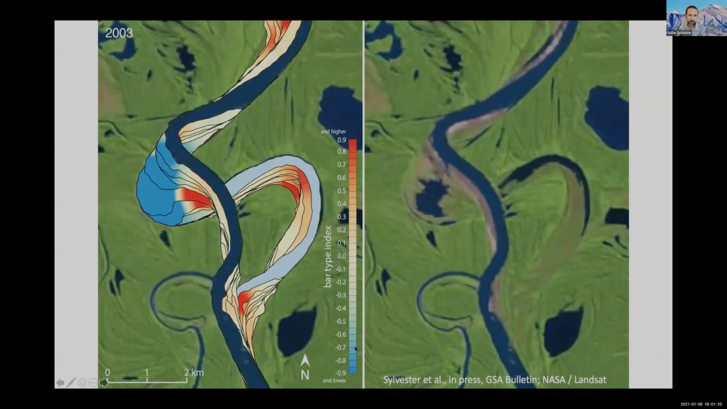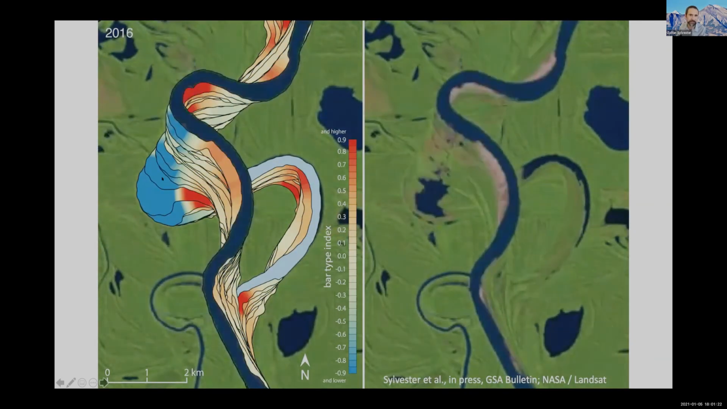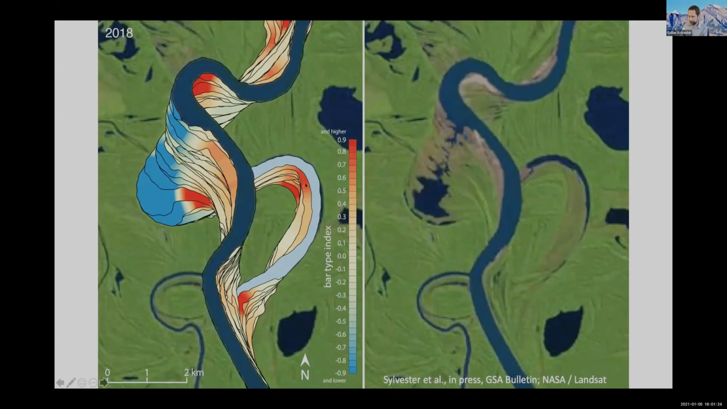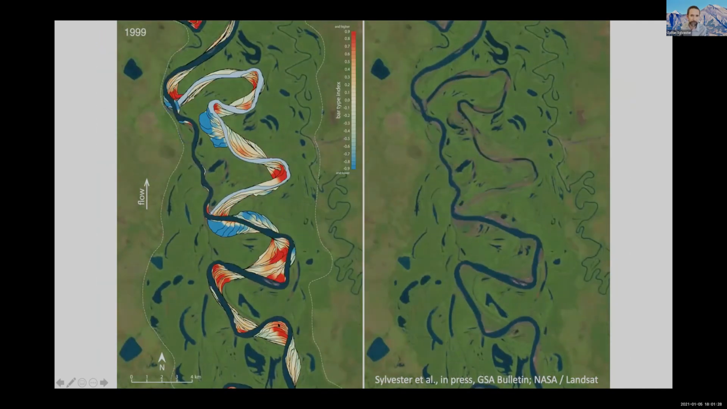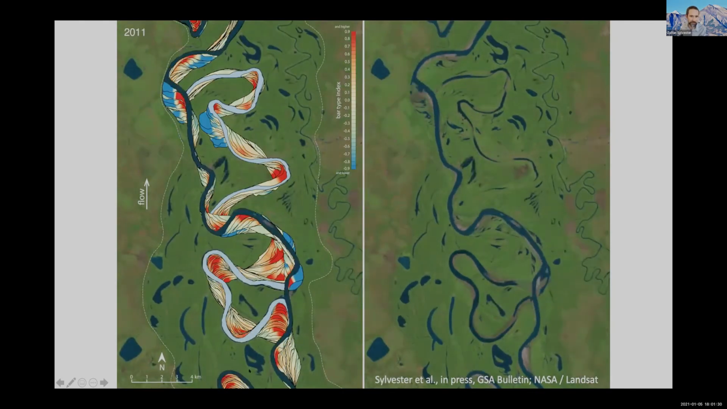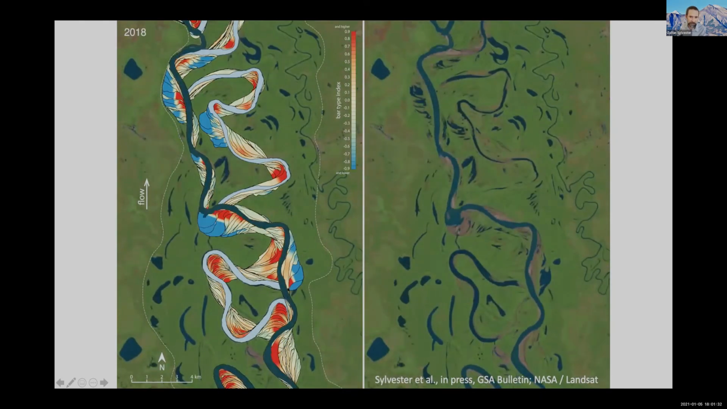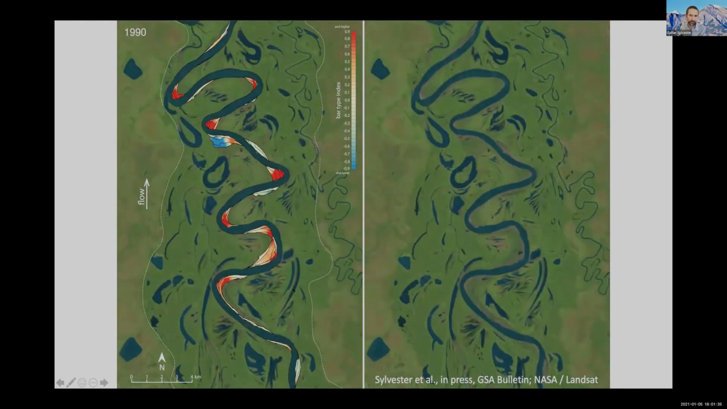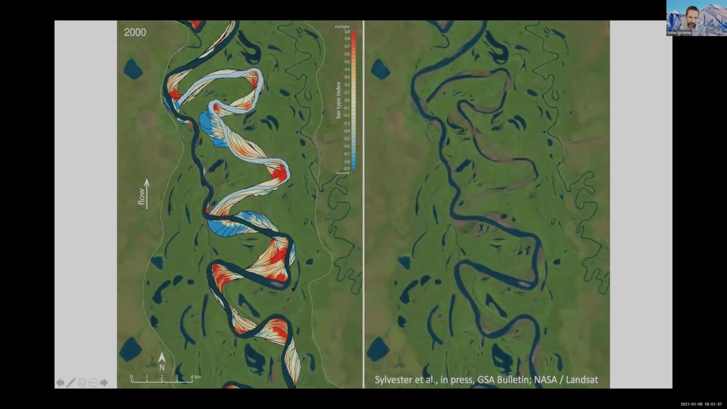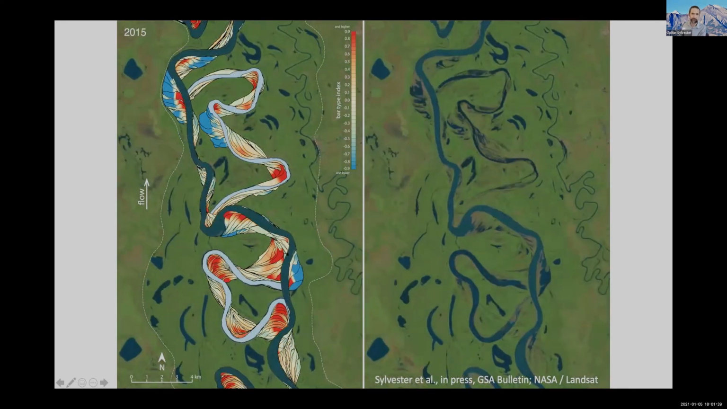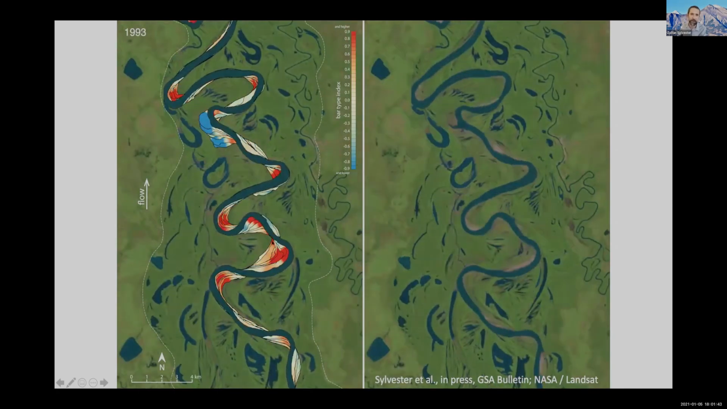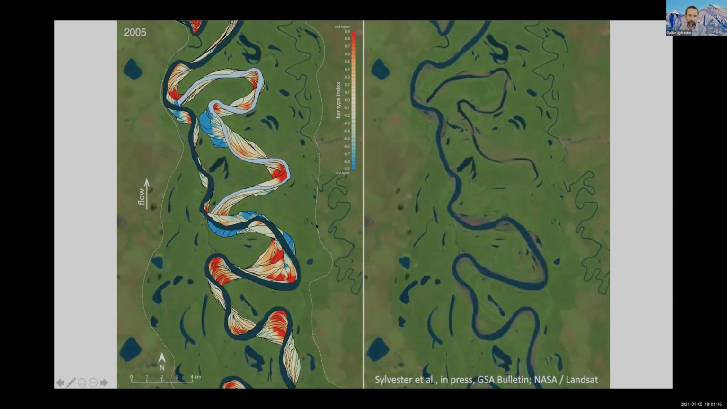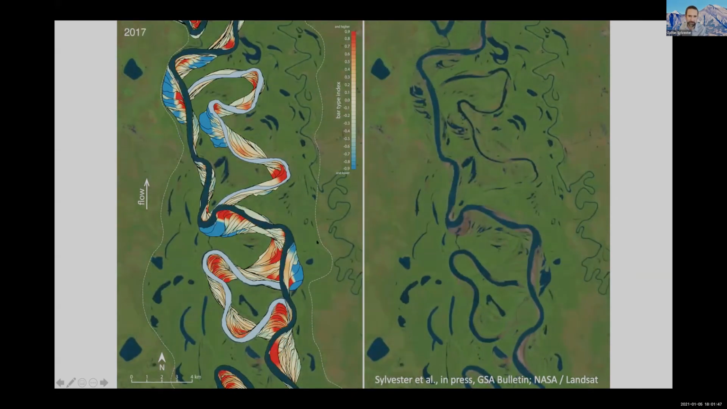So the blue colors are where the bar type index is low. The same thing in this example, if you pay attention to this large bend over here, typical neck cutoff and lots of translation, downstream translation and counterpoint bar development along that. In general, quite a bit of blue in these maps, regardless of whether the bends are close to the resistant boundary or not.